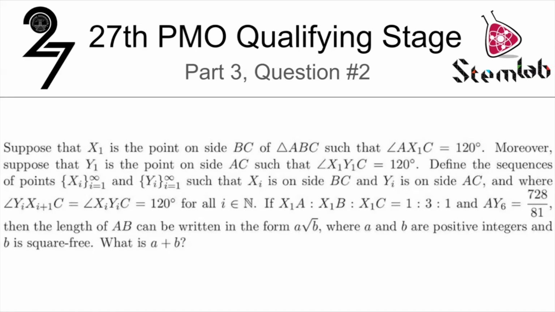If the ratio of x sub 1 A to x sub 1 B to x sub 1 C is equal to 1:3:1, and A y sub 6 is equal to 728 over 81, then the length of AB can be written in the form a square root of b, where a and b are positive integers and b is square free. What is a plus b?